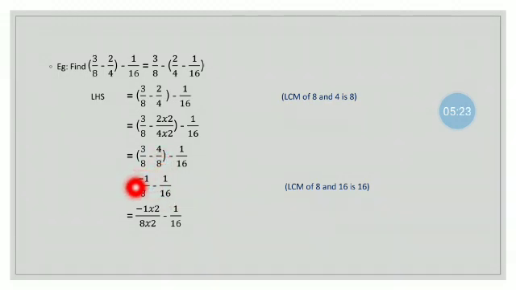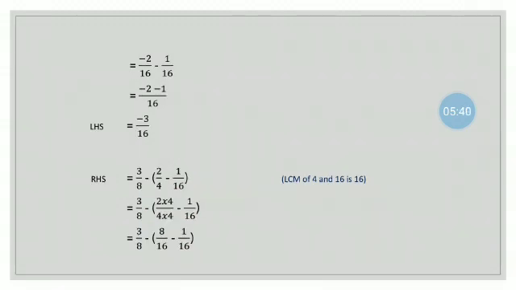Now again here 8 and 16, the denominators are not the same, and the LCM of 8 and 16 is 16. So I need to multiply minus 1 upon 8 by 2. So let's multiply. Minus 1 into 2 upon 8 into 2 minus 1 upon 16. So minus 2 upon 16 minus 1 upon 16. Now the denominator is the same, that is 16, so I can easily subtract the numerators. So minus 2 minus 1 upon 16, which comes to be minus 3 upon 16.